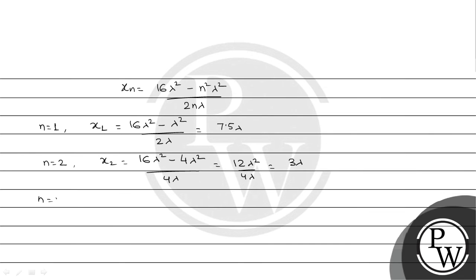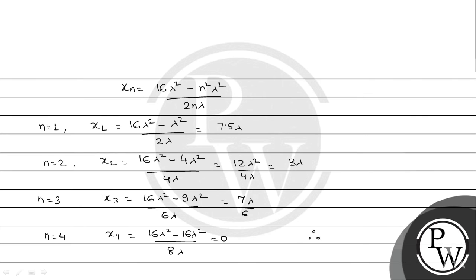Now for n equal to 3, x3 will be equal to (16 lambda square minus 9 lambda square) divided by 6 lambda, that is 7 lambda square divided by 6 lambda, and this will be equal to 7 lambda divided by 6. Now n इक्वल टू 4, x4 की वैल्यू हो जाएगी (16 lambda square minus 16 lambda square) divided by 8 lambda, and that is equal to 0.